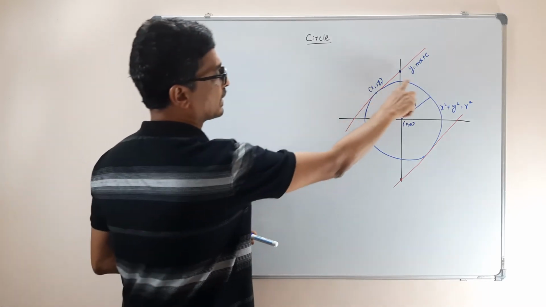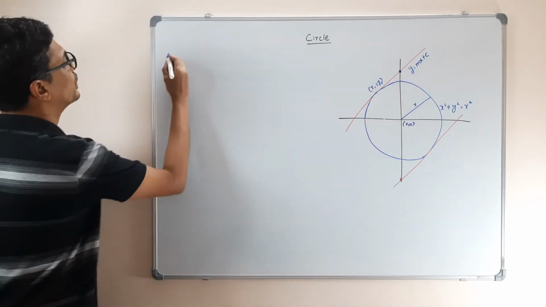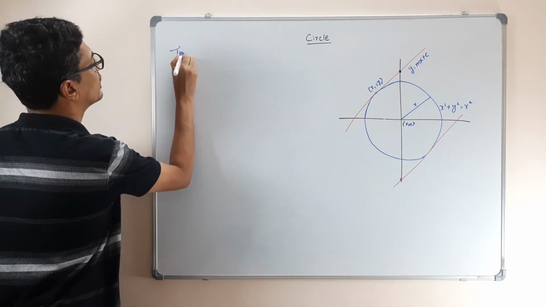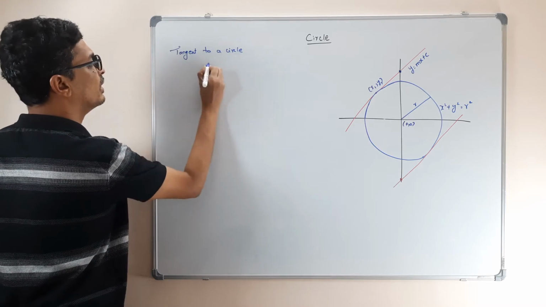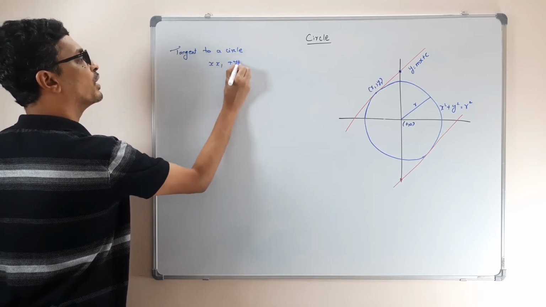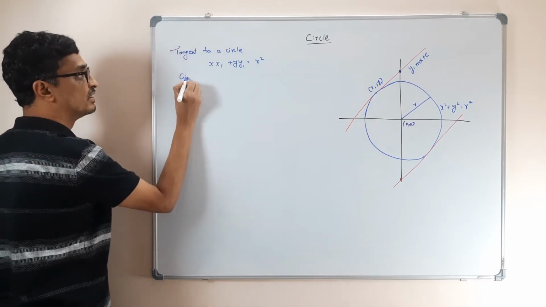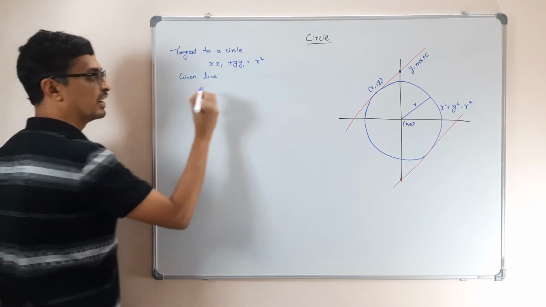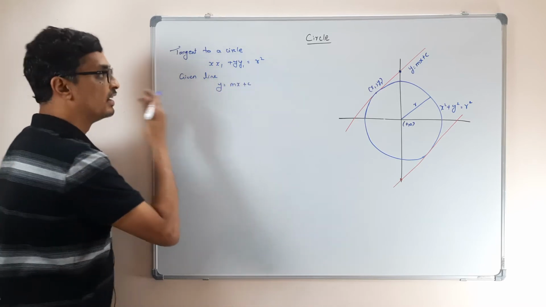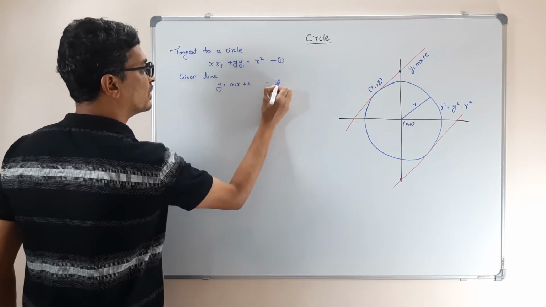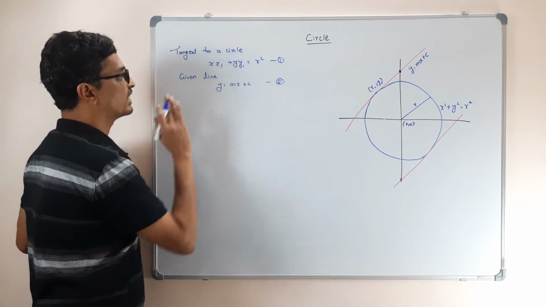We are given this is the equation of the circle, x square plus y square equal to r square. This is the tangent. So we know in general, what is the equation of the tangent to a circle? x x1 plus y y1 equal to r square. Our given line is y equal to mx plus c. Let us call this 1 and this is 2. We are saying this line has to be a tangent, so both have to be the same. So let us write both in the equivalent form.